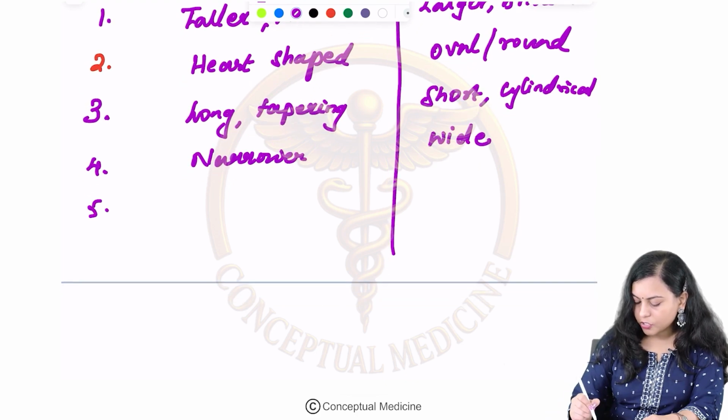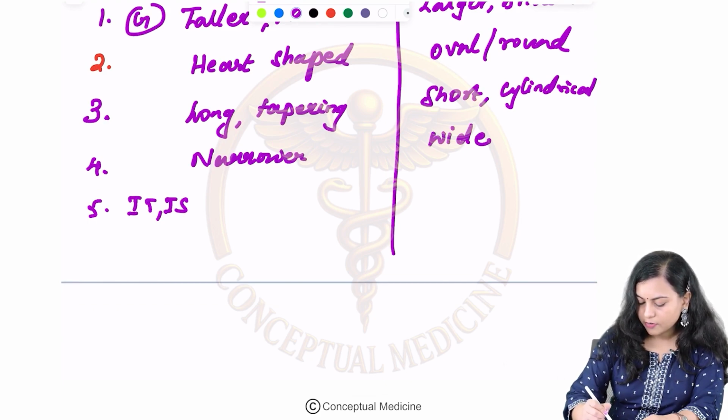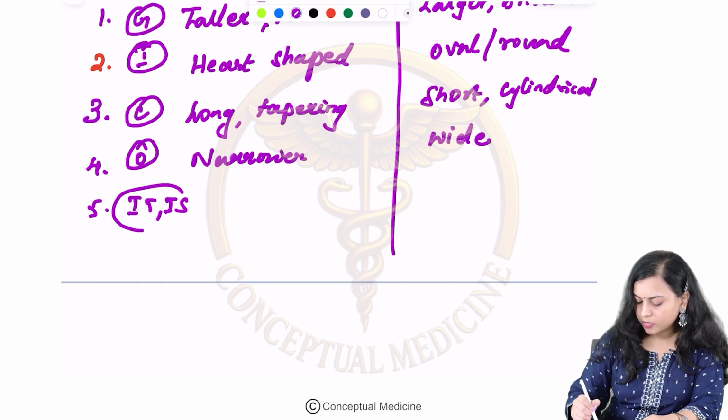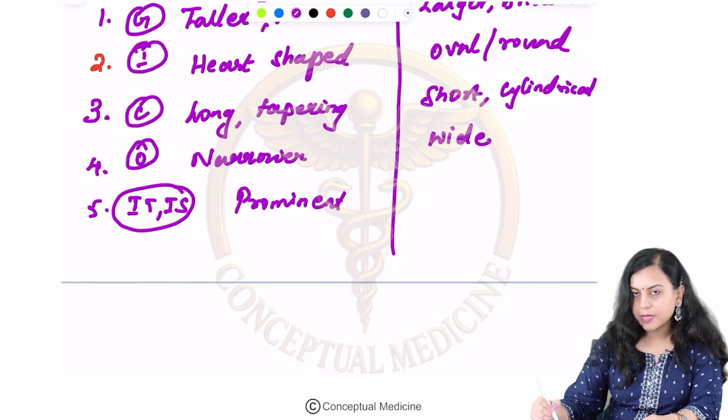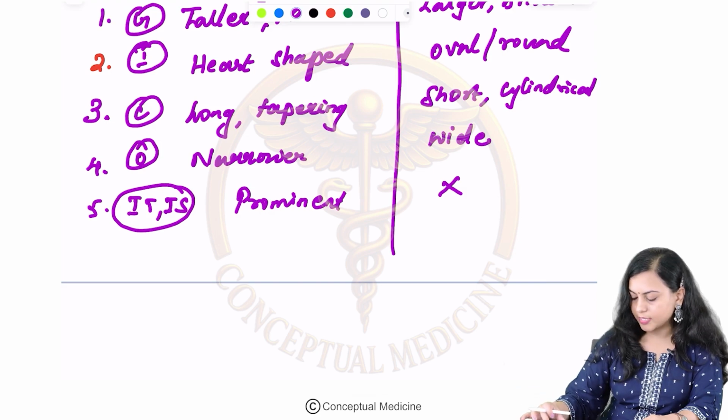Then coming to the ischial tuberosities and ischial spine. So, this is general. We have seen the inlet, cavity, outlet. Coming to the ischial tuberosities and spine, in the males, it is prominent, whereas in the females, there is no such prominency seen.